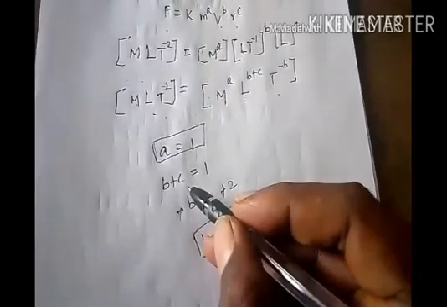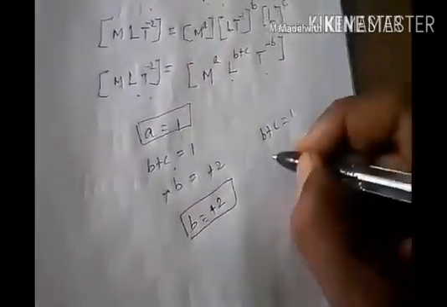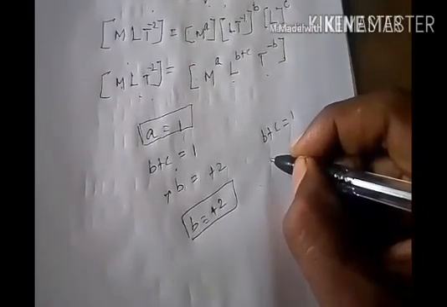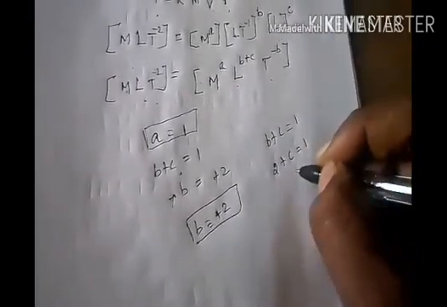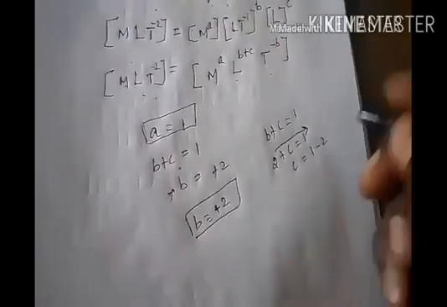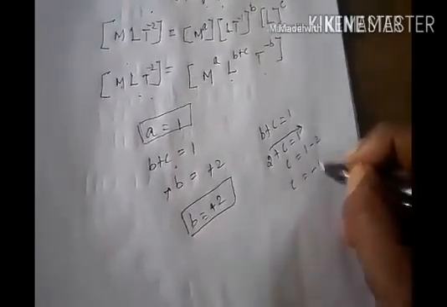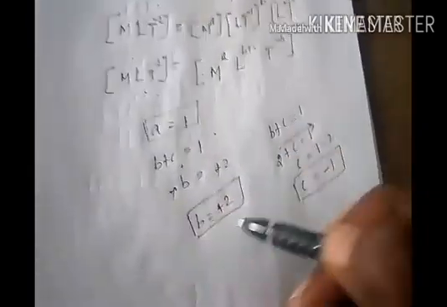Now I want to calculate the c value. So b plus c equals 1. The b value is 2, so 2 plus c equals 1. To calculate c, the 2 moves to the other side, so c equals 1 minus 2, so c equals minus 1. So a equals 1, b equals 2, c equals minus 1.